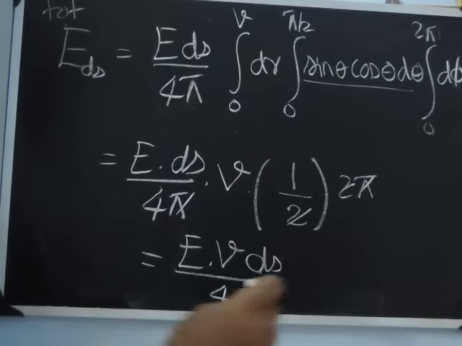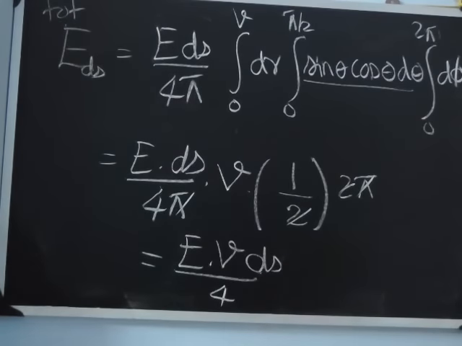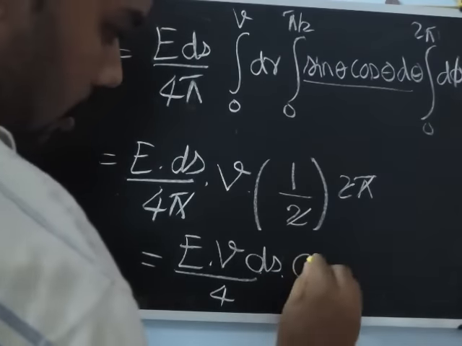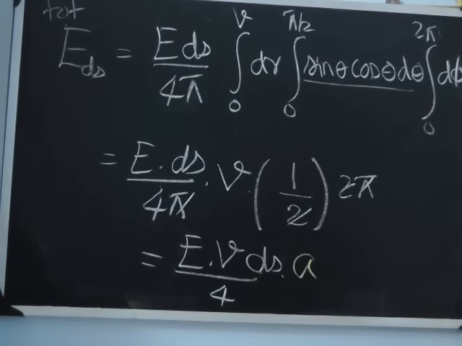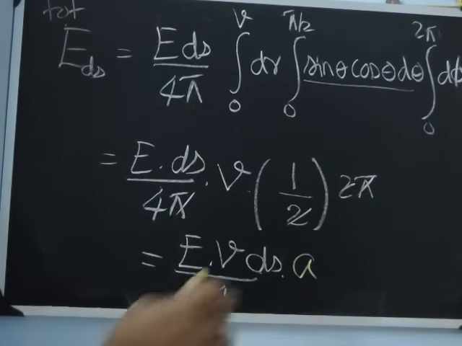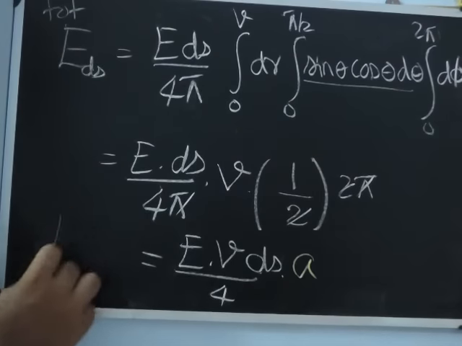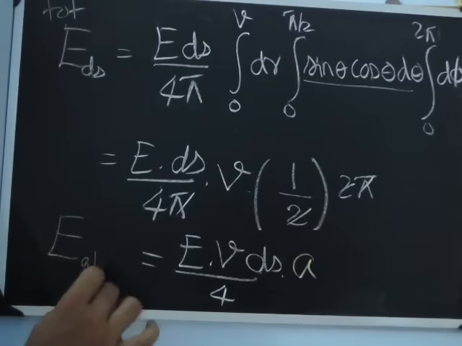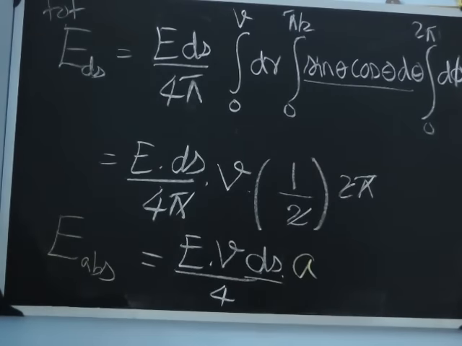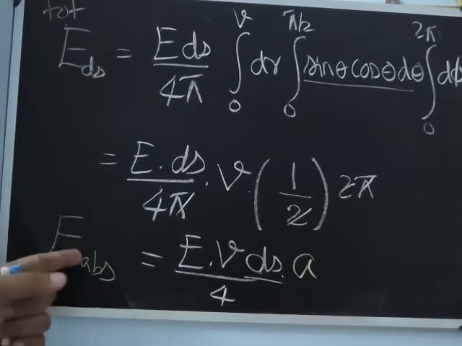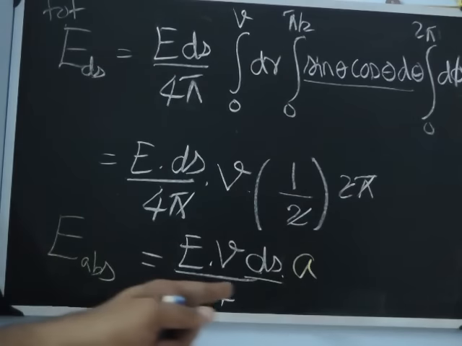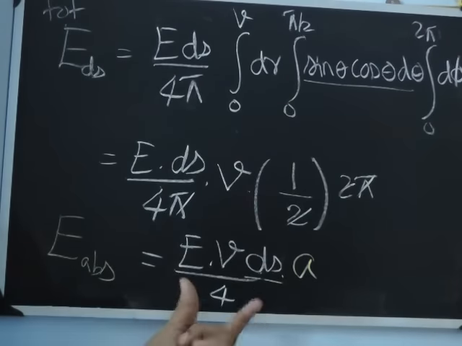If I multiply this with the number A, where A is the absorption coefficient, the percentage of sound energy absorbed by the surface ds, then this will give me the energy absorbed by this ds area. The total sound energy absorbed in unit time, in 1 second, by the ds area will be given by multiplying the total energy falling on it by the absorption coefficient. This is what we are looking for. So now this is for only the ds area.